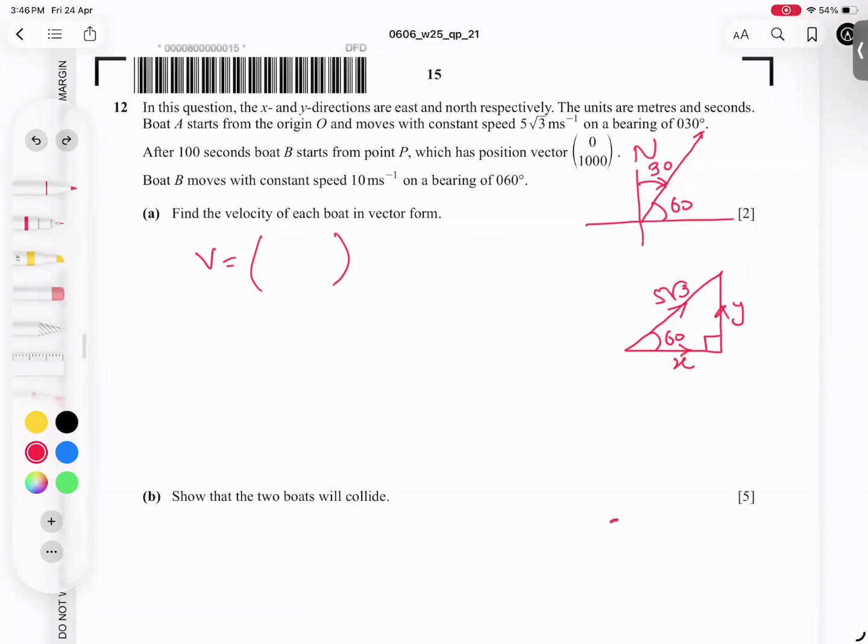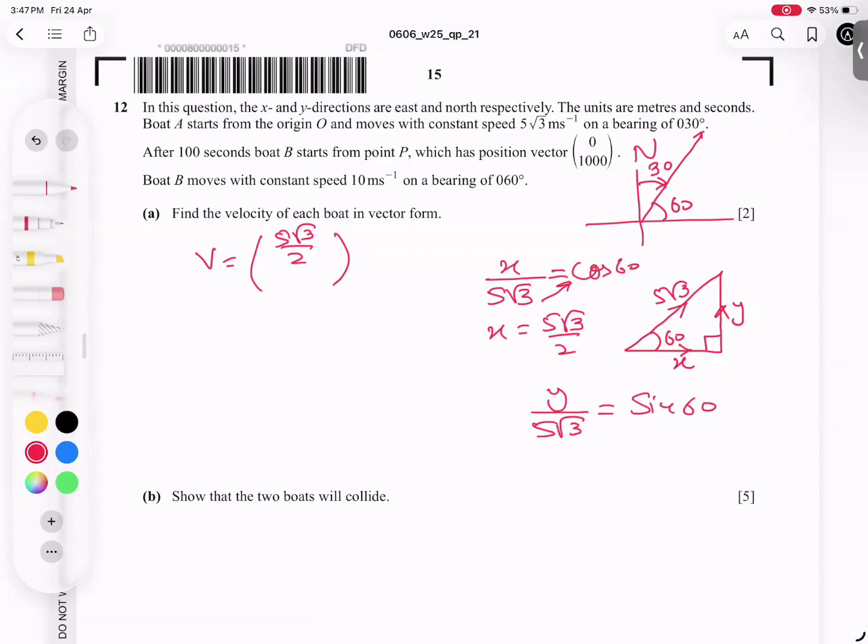So what is this? Adjacent over hypotenuse is cos 60, and it multiplies there. So cos 60 is half, and I got 5 root 3 over 2. What is opposite over hypotenuse? Opposite over hypotenuse is sine 60, and sine 60 is root 3 by 2. So 5 root 3 times root 3 divided by 2: root 3 times root 3 gives you 3, 3 times 5 is 15. So we are getting 15 divided by 2.